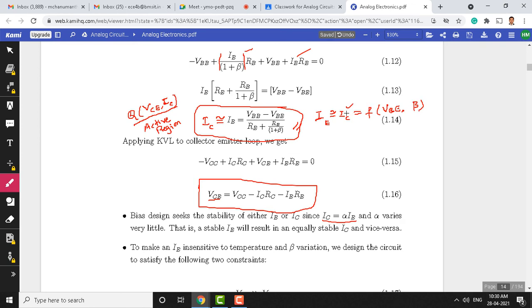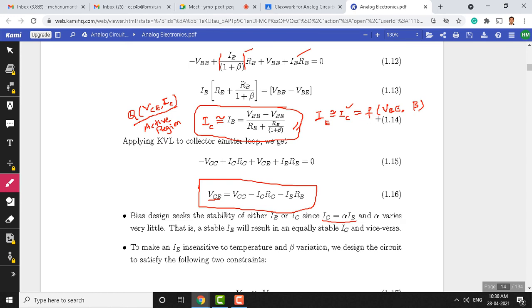You have in front of you the mathematical expression like this. The question I will be asking you now is, can we make IE or IC independent of this? Just think about that. I have written here f, a function, to show that they are related to each other.